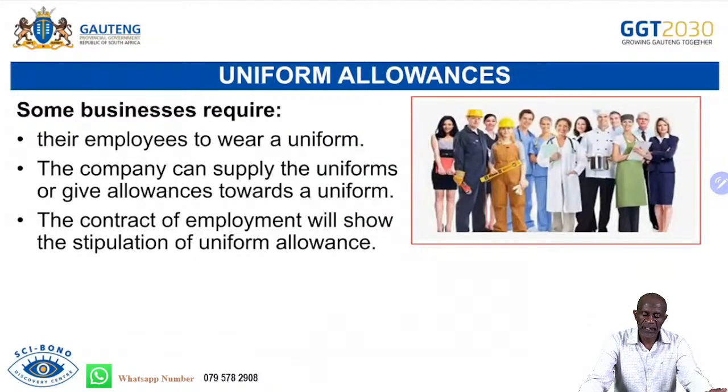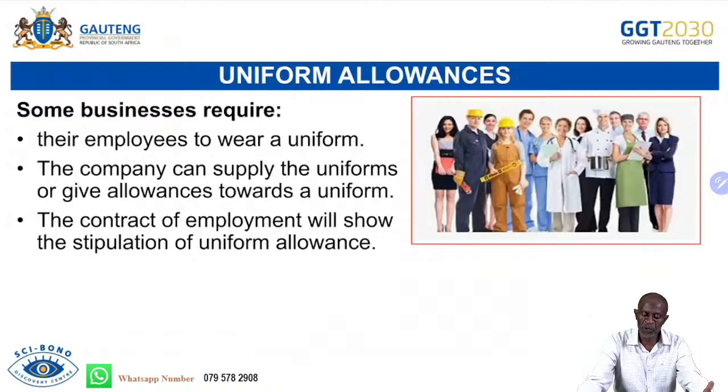Uniform allowances. Some businesses or some institutions will require their employees to wear uniform. We have so many examples, like in the South African Police Service, most of them are required to put on uniform. People employed in hospitals, people employed in the hospitality sector, some of them are required to put on uniform. The company can supply their staff with uniform or give an allowance or meet them halfway for uniform.